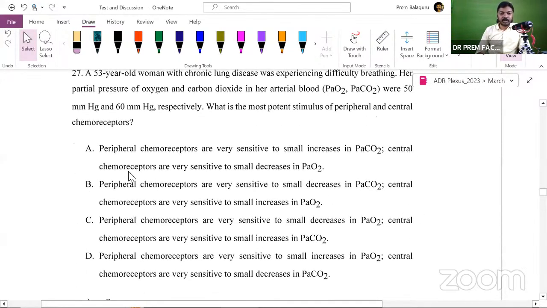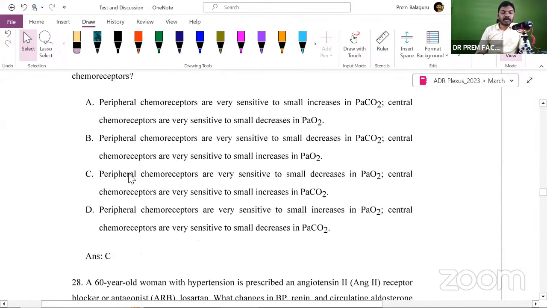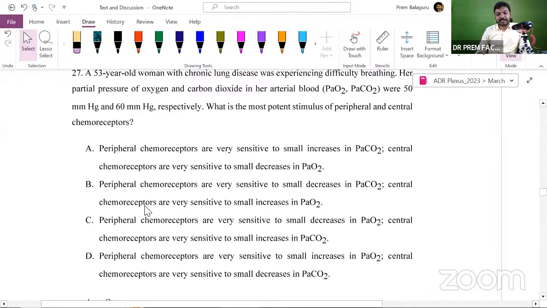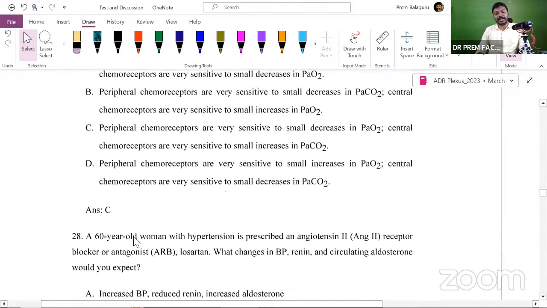Question 27, a 53-year-old woman with chronic lung disease and so on. What are the stimuli for peripheral chemoreceptors and central chemoreceptors? Option C is the right answer. Peripheral chemoreceptors are sensitive to PaO2, whereas central chemoreceptors are sensitive to carbon dioxide levels.